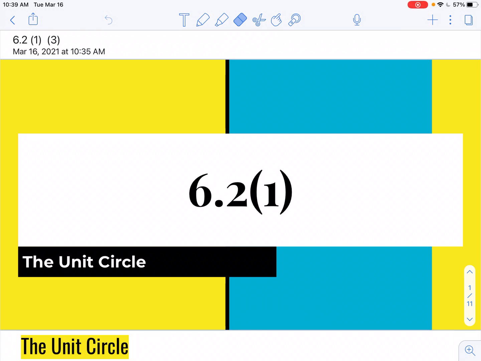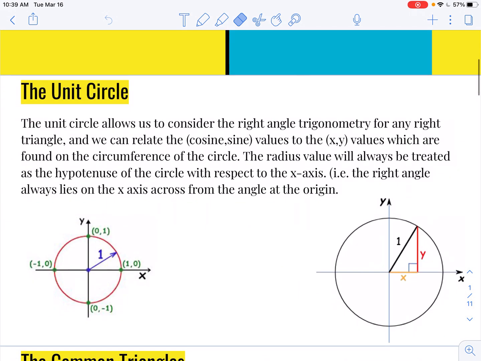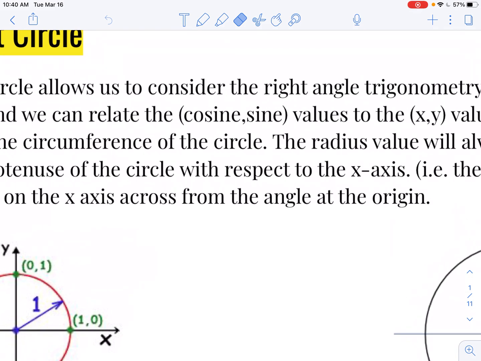These are the 6.2 Part 1 notes, and we're going to start covering the unit circle. Now, what is the unit circle? The unit circle allows us to consider right triangle trigonometry for any triangle, and we can relate the cosine and sine values to the xy values which are found on the circumference of the circle. So the radius will always be treated as the hypotenuse of the triangle.